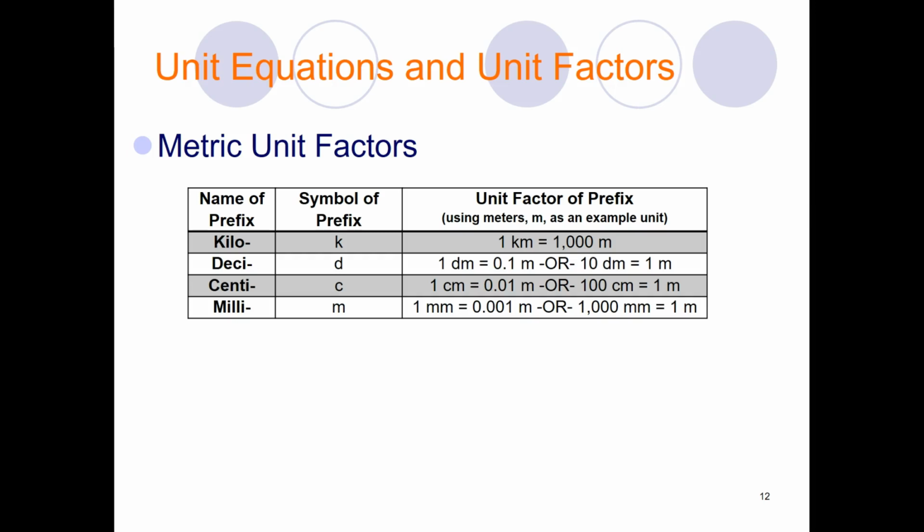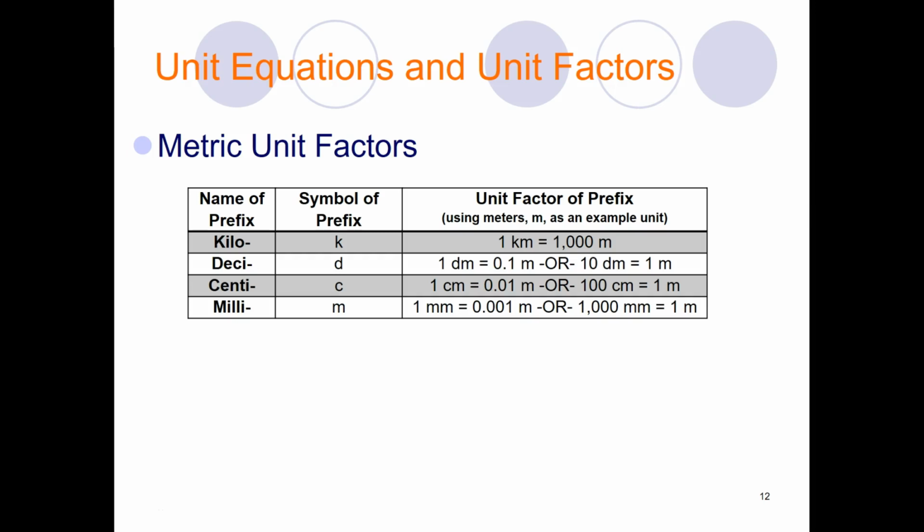For deci, centi, and milli, in that unit factor of the prefix box, there are 2 different unit factors there. You have to choose one of those 2 to memorize. For me, the second one makes the most sense. I don't like the decimal version. So decimeters are smaller than a meter, so it takes 10 decimeters put together before you get to 1 meter. So that makes more sense to me. 10 decimeters makes up 1 meter.